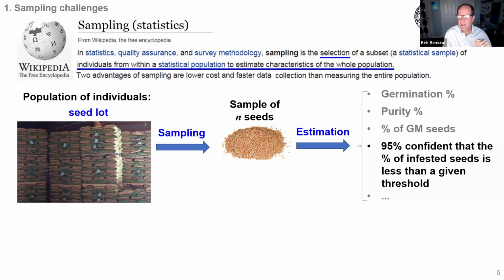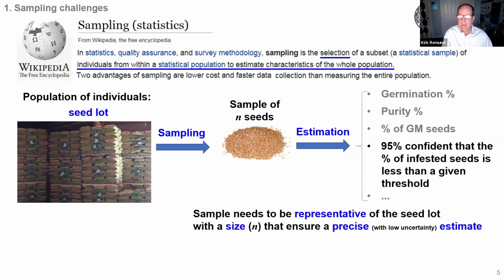Again, back to that seed lot. We could be measuring various properties. It could be germination, could be physical purity, could be percent GM seeds in terms of adventitious presence or low-level presence, or on the other side, if it's a GM variety, could be a trait purity. But for us today, we're more interested in seed health properties. So we may want to be able to make a statement that we're 95% confident that the percentage of infested seeds is less than some given threshold, or level of detection.